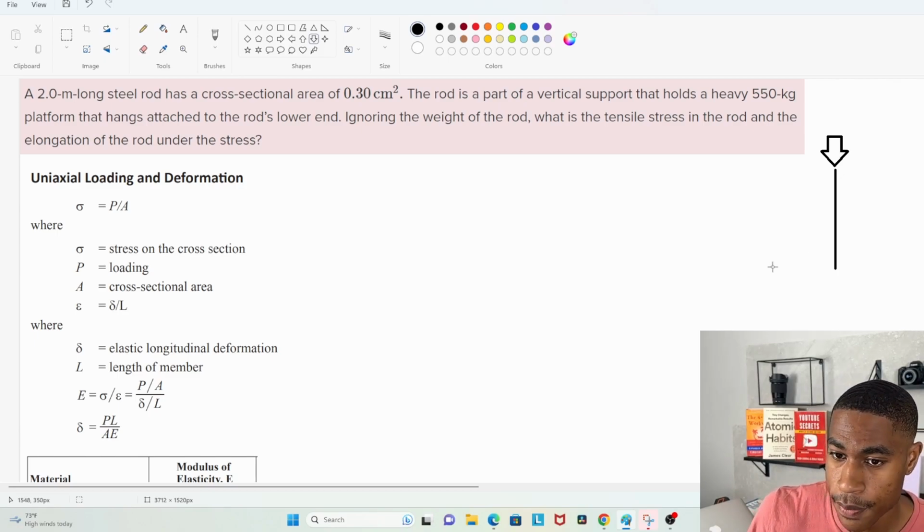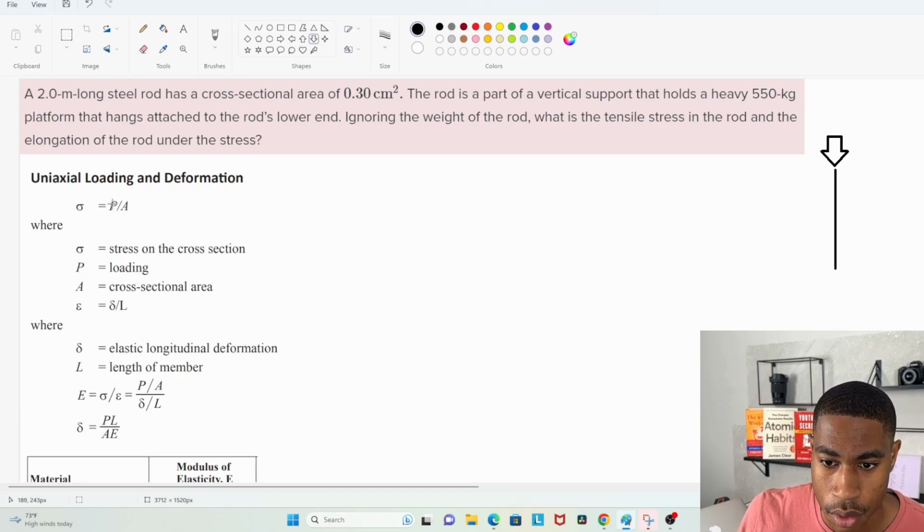Okay, so I have already done some of that work for you. We have here our tensile stress, which is just P over A, or the loading divided by the cross-sectional area. And our elongation of the rod is going to be this deformation symbol, and that is equal to PL over AE. All right, so where did I get this from? Let me quickly show you.